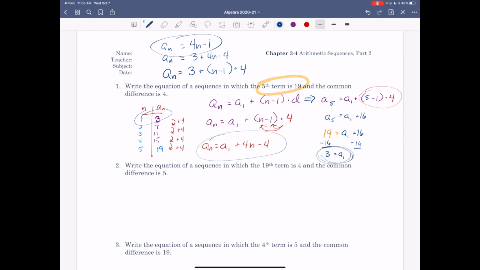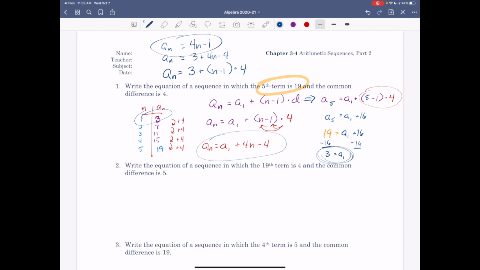And so that is what you should get for number 1, 4n minus 1. So why could we do 4 times 1? Well, how I got it was, it's distributed. I did 4 times 5, and then I subtracted 1. That's how I got it.